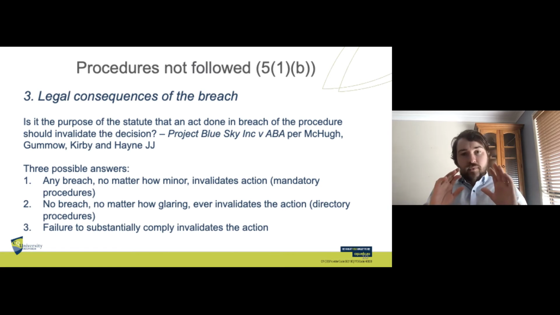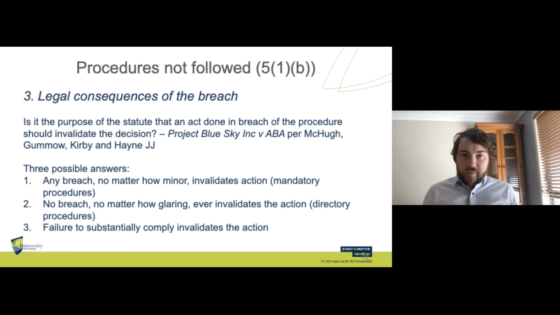So the court concluded that yes, Clause 9 of the Standards of Conduct is not consistent with the requirements of 160D, but it wasn't the purpose of 160D to invalidate decisions that didn't comply with it. And so that decision was not invalid. So Clause 9 could stand on its own, even though it didn't afford equal treatment to Australian and New Zealand broadcasters.